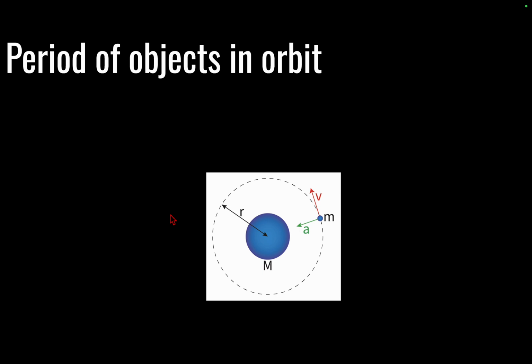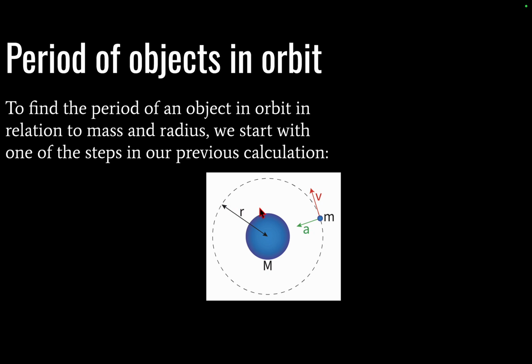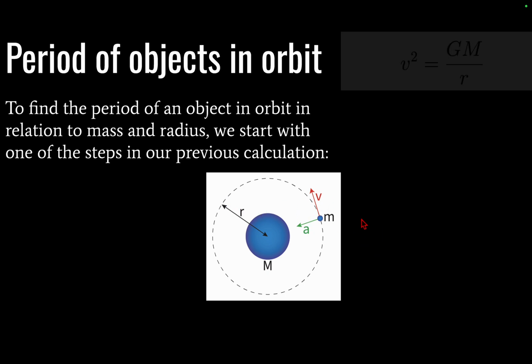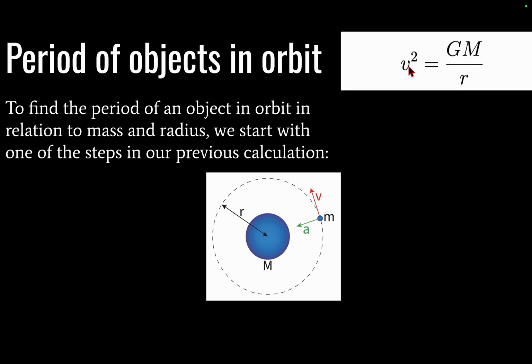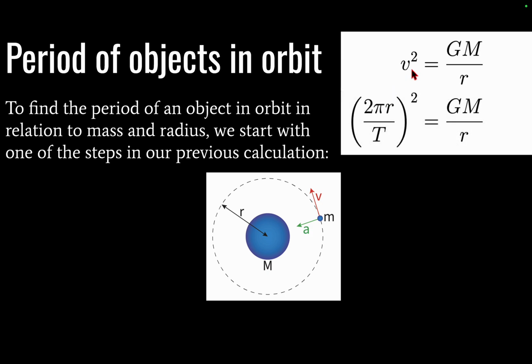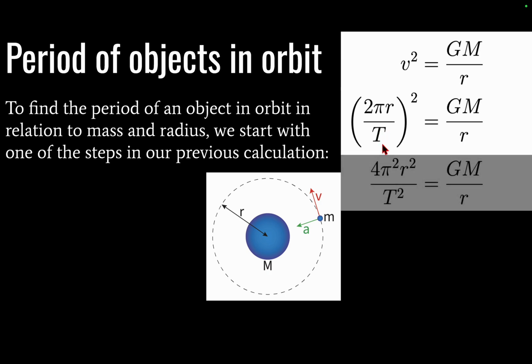So now the period of objects in orbit has a relationship to velocity, of course, and we know that velocity squared is equal to the gravitational constant times the mass of the large object, divided by r. And we know that we can substitute velocity for 2 pi r divided by t. This is the circumference of our orbit, so the total distance of a single orbit, and this is the amount of time required for one orbit.